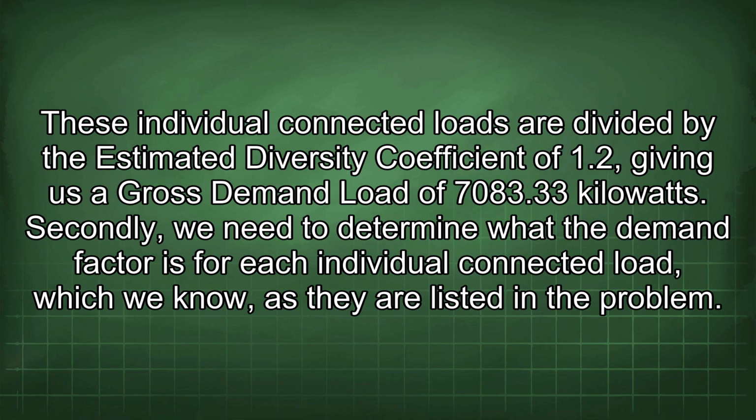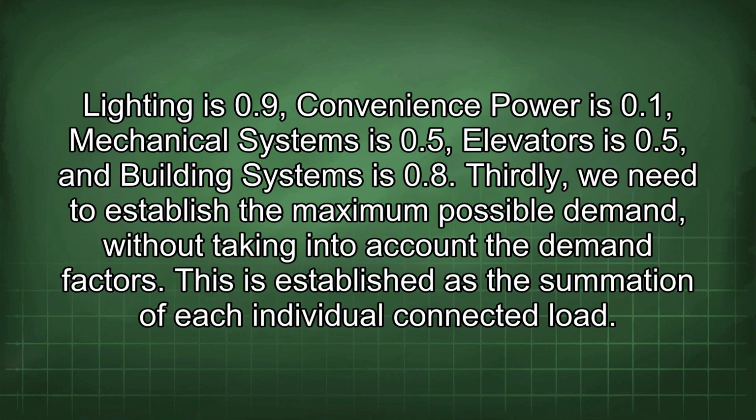Secondly, we need to determine what the demand factor is for each individual connected load, which we know, as they are listed in the problem. Lighting is 0.9, convenience power is 0.1, mechanical systems is 0.5, elevators is 0.5, and building systems is 0.8.